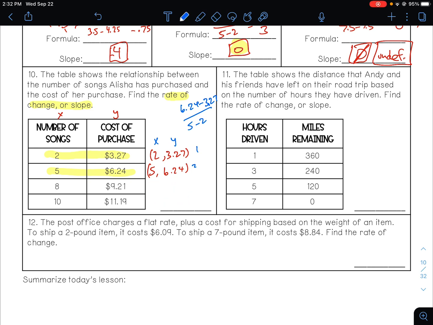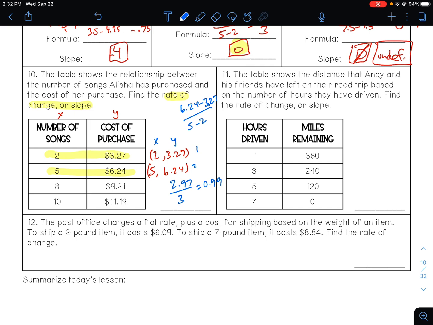That equals 2.97. And on the bottom, 5 minus 2, that's easy, that's 3. To simplify this further, it's 2.97 divided by 3. So this is 0.99. So what does that mean?